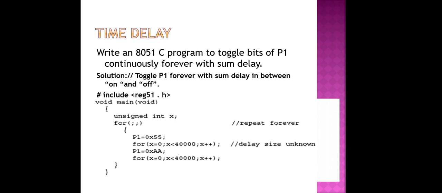This is the first loop: P1 = 0x55 and P1 = 0xAA. There are two conditions, that is the on and off. This is the delay of the on and off conditions, and this value is sent to port 1 forever by using the forever loop. This is the time delay programming.